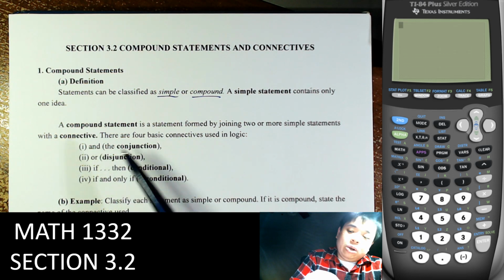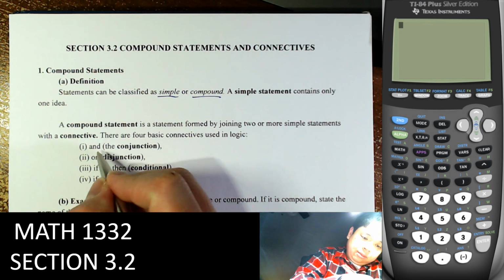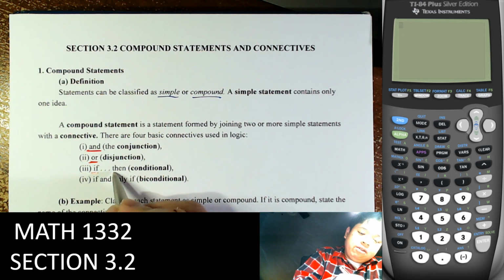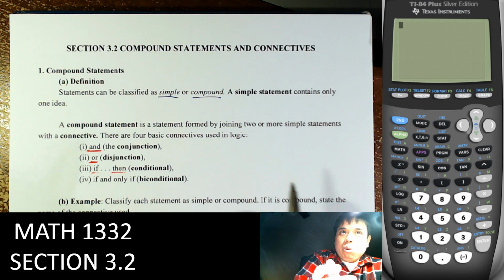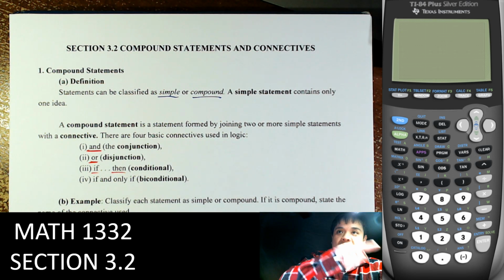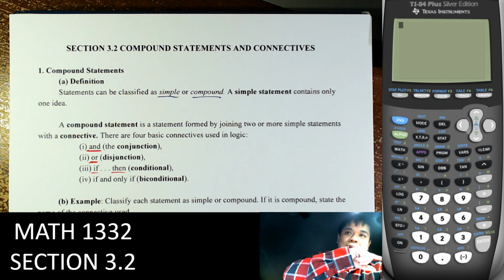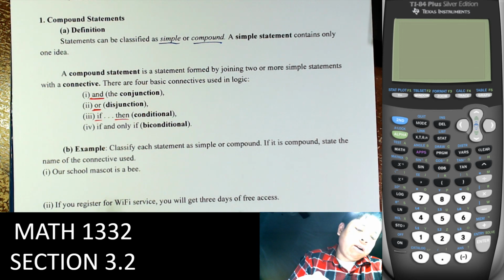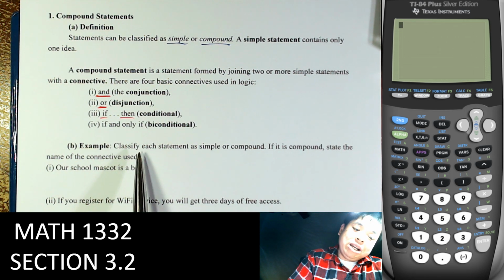We have a conjunction with "and," a disjunction with "or," and "if and then," or conditional, always called the implication. "If and only if" is the biconditional. It goes from "if" to "then" and back from "then" to "if," so we go both ways. Next, this will be easy.